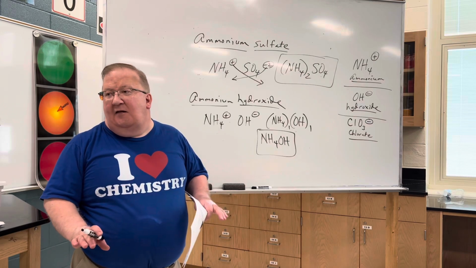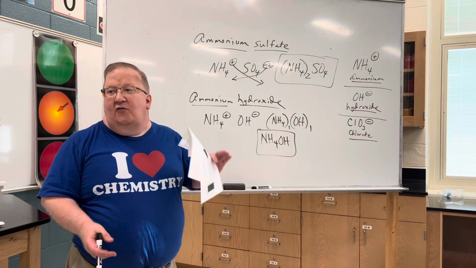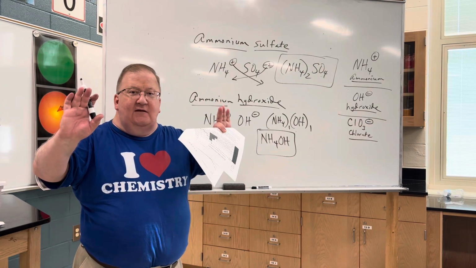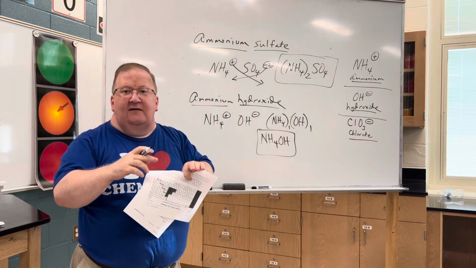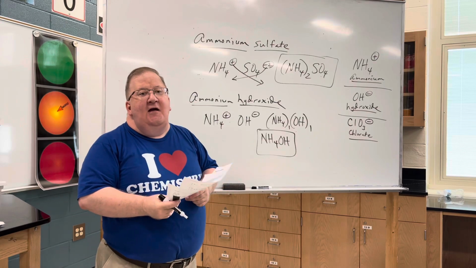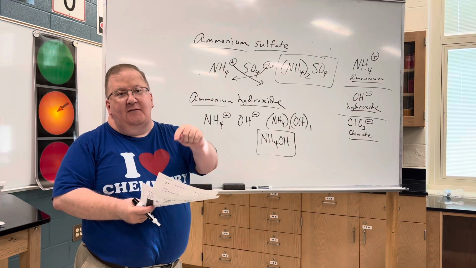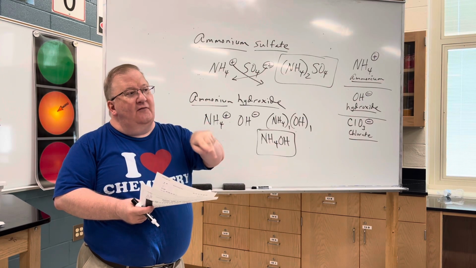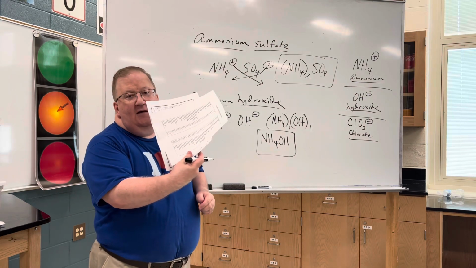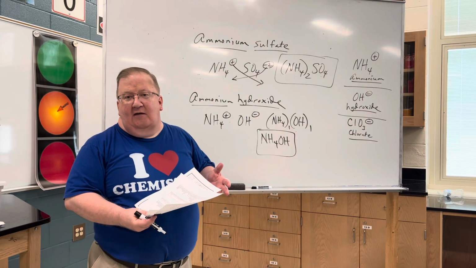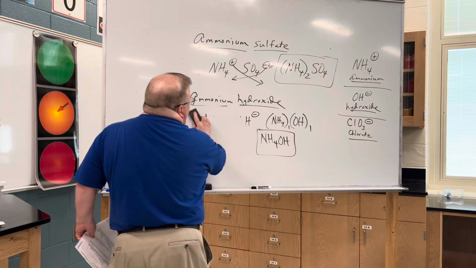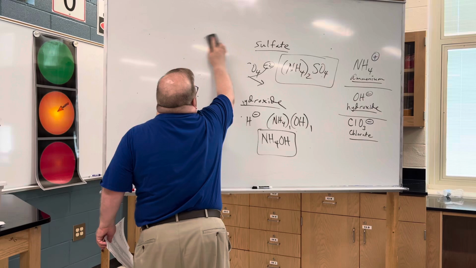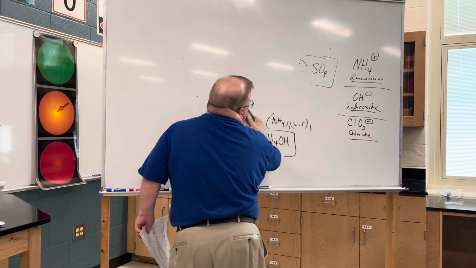If you're given the name and you're asked to write the formula, you write the symbols like we always did, you write the charges, and then you crisscross and simplify if necessary. Just remember this time when you drop the charge down, if it's a polyatomic ion, you have to put parentheses around it. The other set of directions is even simpler. If you're told to write the name, all you have to do is just say the name.